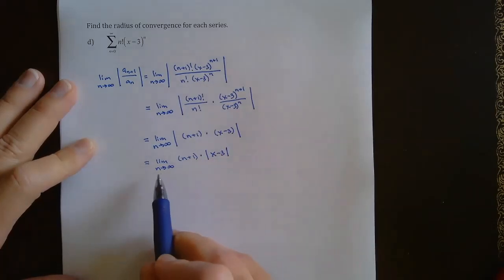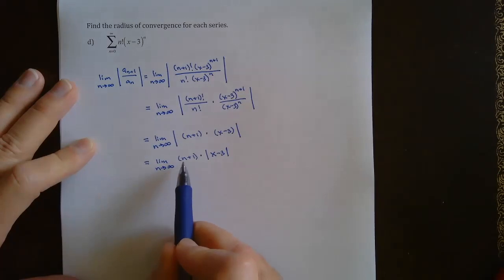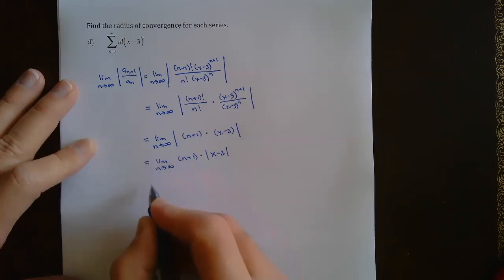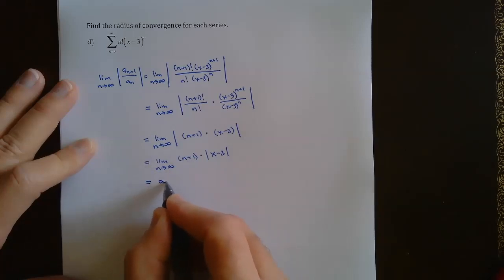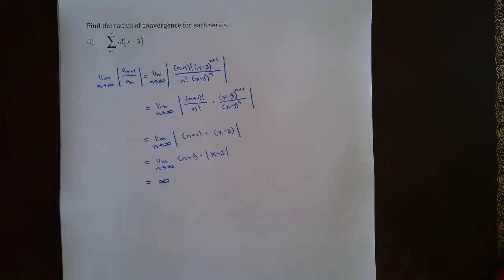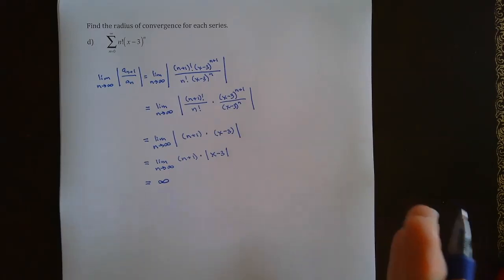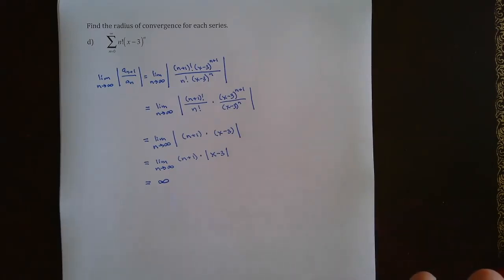Okay, so now what happens as n goes to infinity? Well, n plus 1 is just going to get bigger and bigger and bigger. Regardless of what this is, we're multiplying by a number that's getting bigger and bigger. So this is going to go to infinity. So this is equal to infinity. Okay, now what the heck does that mean, right? That value, infinity, is definitely bigger than 1, which means the series diverges, right?